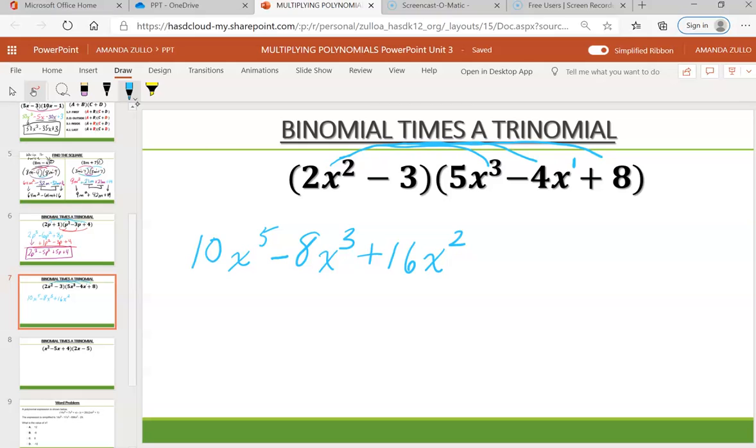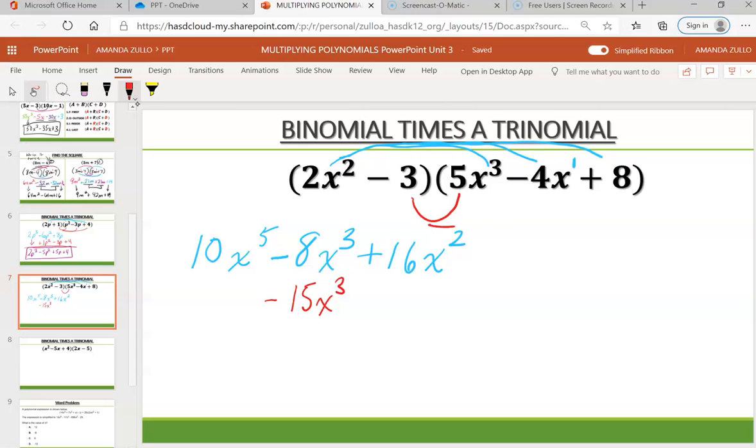All right, now we're done with our 2x to the second power. Multiply with 1, 2, 3 terms, and I'm done with that. Now I'm on to my negative 3. So I have negative 3 times positive 5x to the third, which will give me a negative 15x to the third, which should go underneath your 8x to the third because they are like terms.